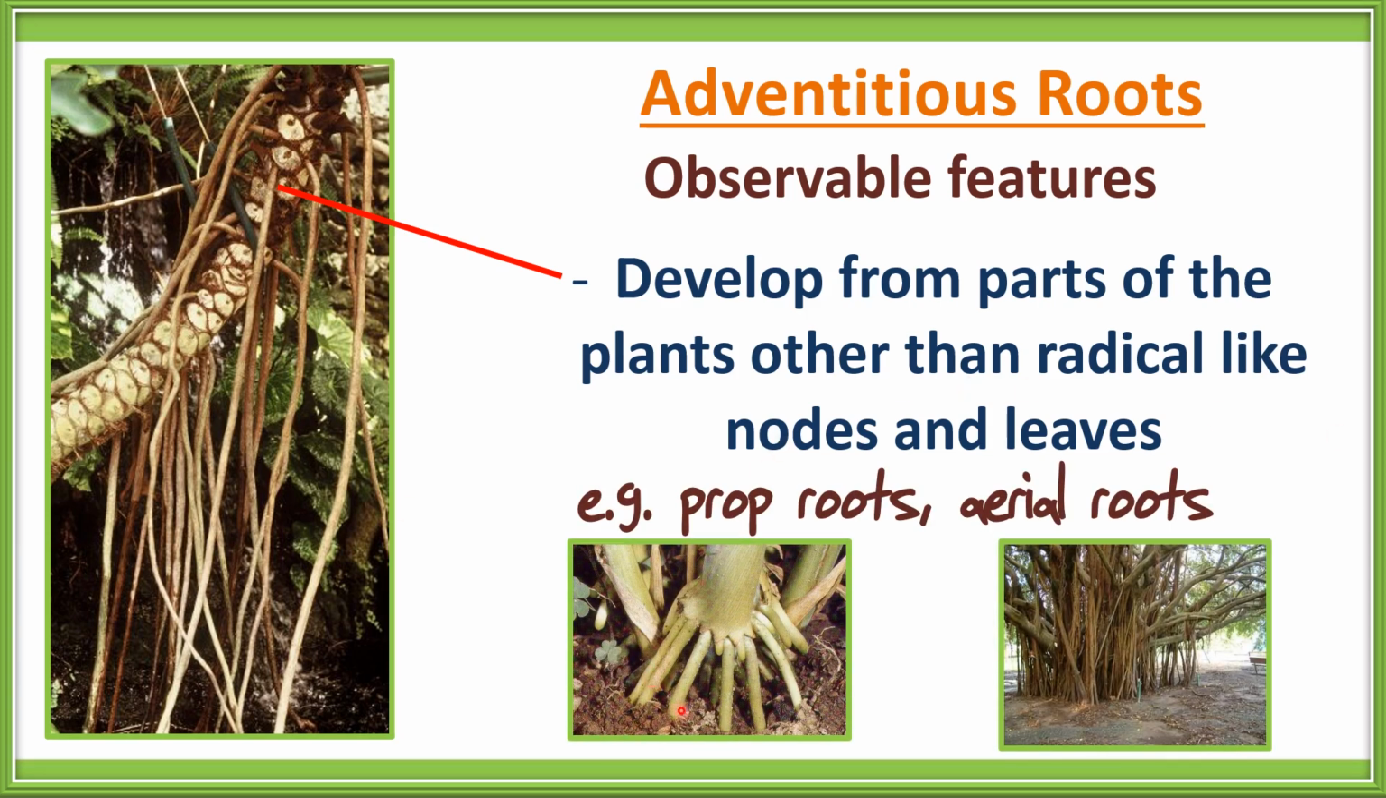We have examples of prop roots, like these ones here. And we have aerial roots. Aerial roots are the ones coming from the air, stems, branches, and going downwards.